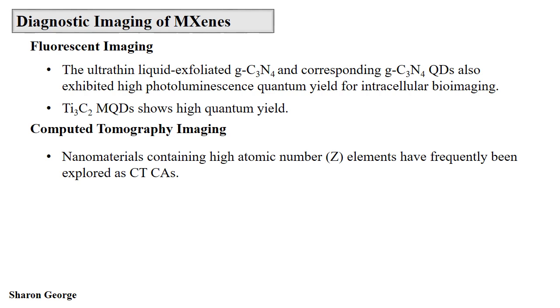In another case, the bismuth selenide based 2D structure is used as a contrast agent, which has a higher atomic number, that is 83, which will be favorable as a contrast agent for CT. Okay, so this is all about computed tomography imaging.